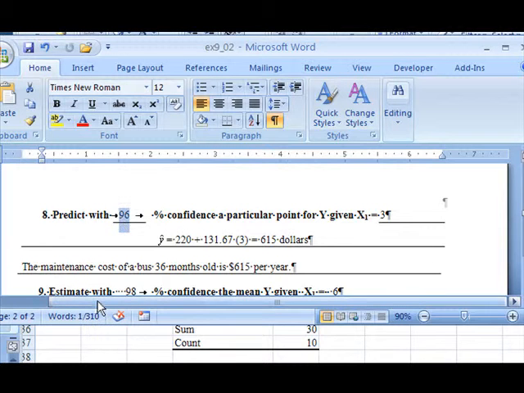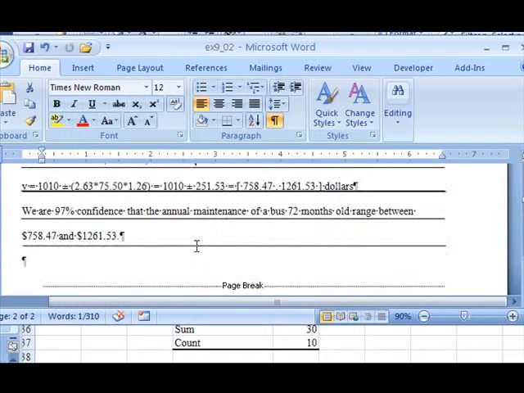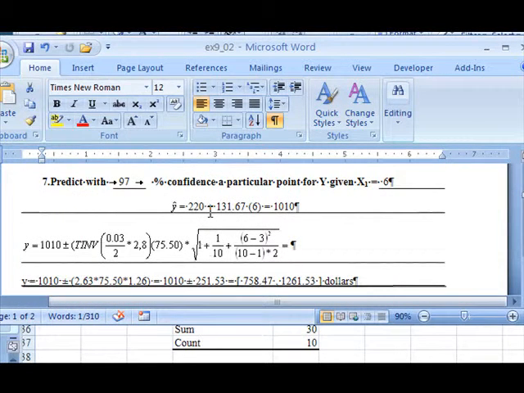They gave us a confidence level. We don't need it, because since it is within the sample range, it's going to be more specific than a value that's not within the sample range, as in question number 7.